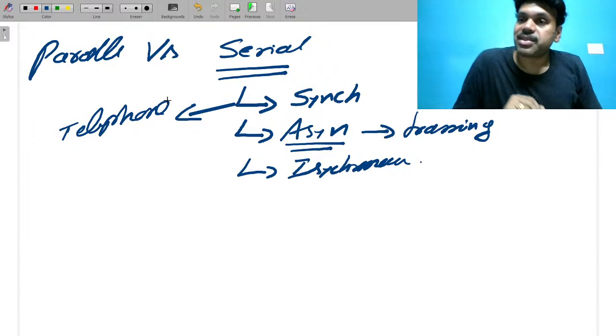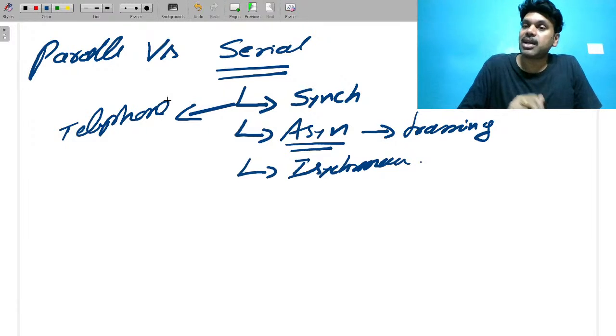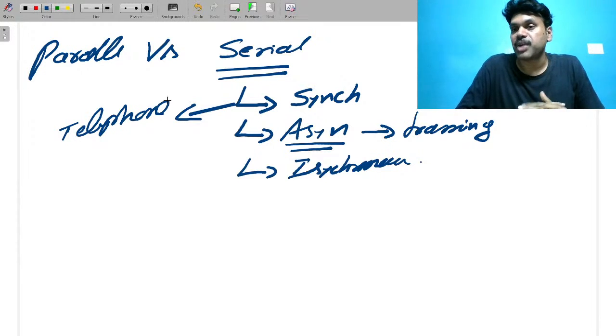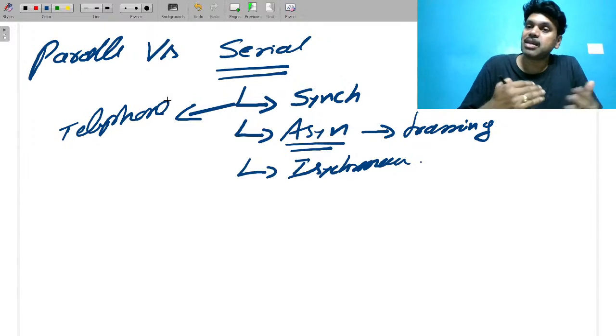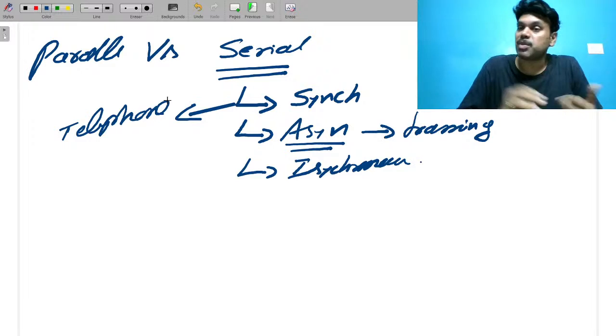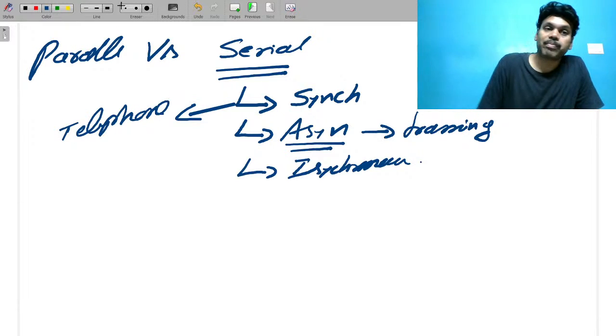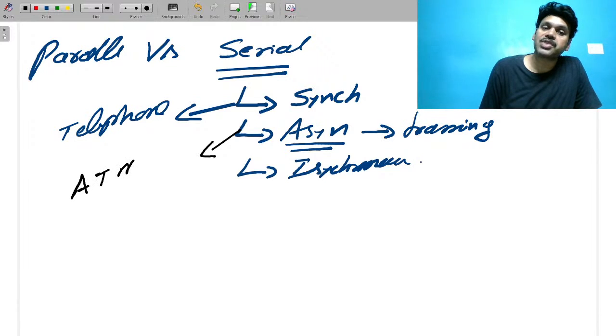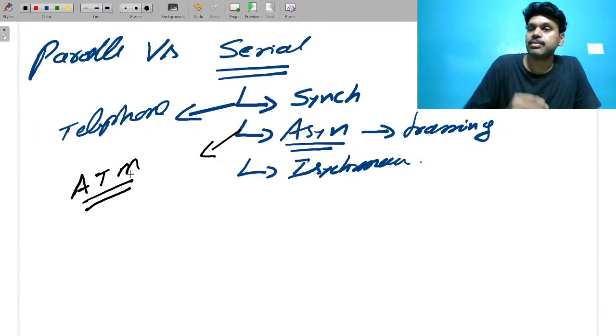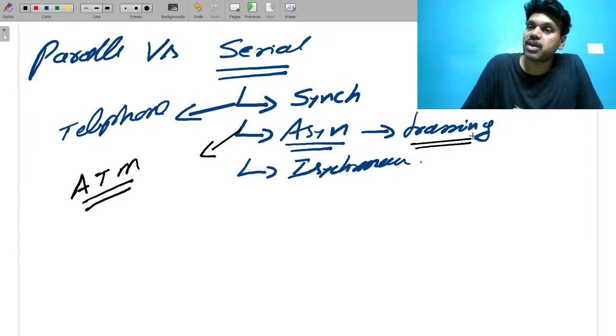That's it, my dear friends. This is the difference between your parallel and serial transmission. Parallel is very fast, I agree, but very expensive. That's why we are following serial. In serial, some applications are based on synchronous, some applications are based on asynchronous. Asynchronous, one more example is ATM, asynchronous transfer mode. So you can also say that framing is another example. So both have their pros and cons.